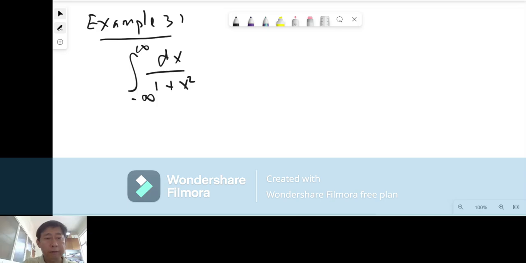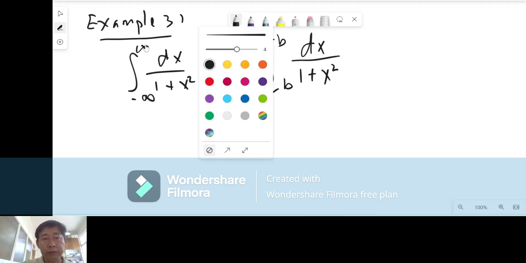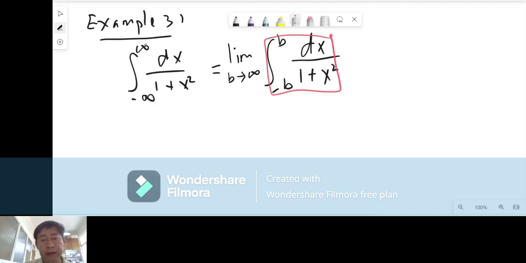The procedure for carrying out this improper integration is divided into two steps. The first step is to replace the infinite limit by a finite one, say b. Once the expression for this integration is obtained, then we will take the limit of b to infinity. The resultant value of the integration in the limit b goes to infinity would then be the answer to the integration we want to find. So let's look at the first step.